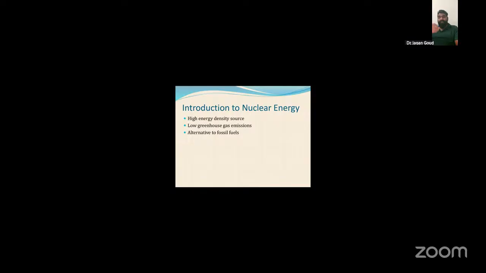Once again, I repeat, 1 kg of uranium 235 can produce energy equivalent to 3 million kg of coal or 2 to 3 million liters of oil. This means nuclear fuel can generate enormous energy from a very small quantity of material.